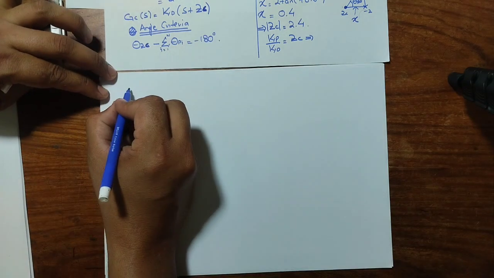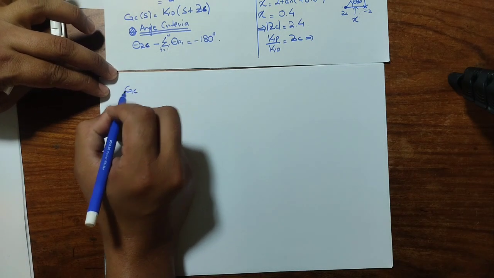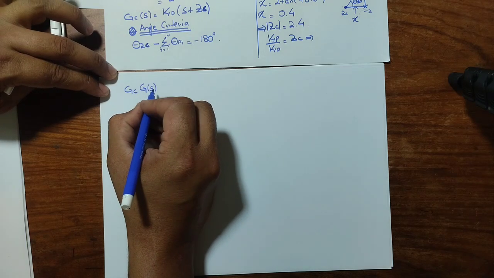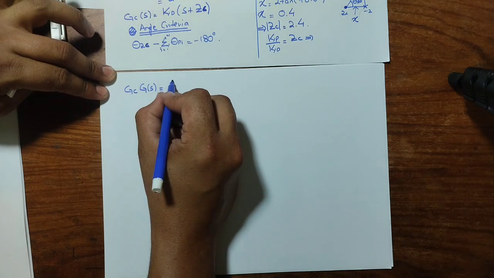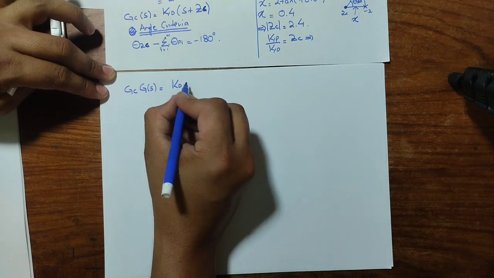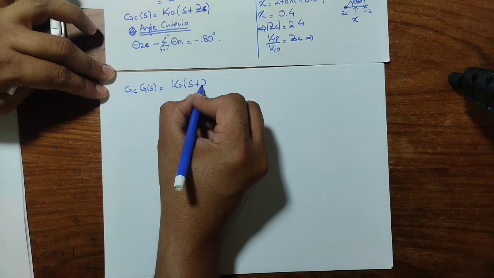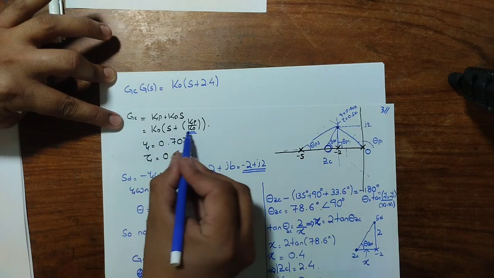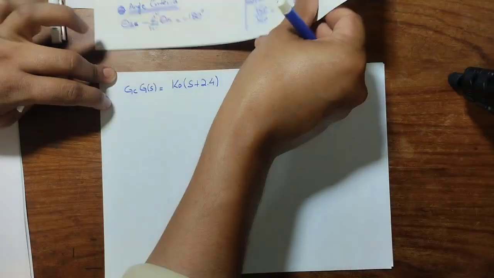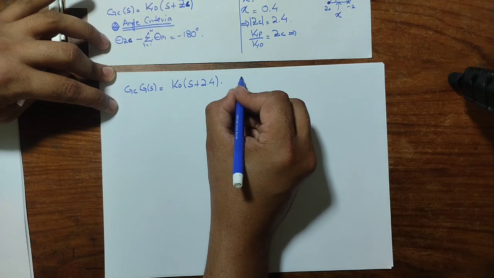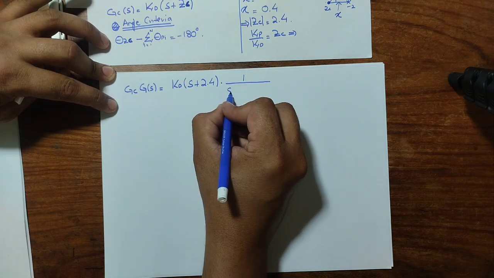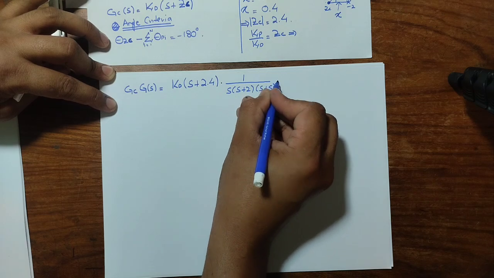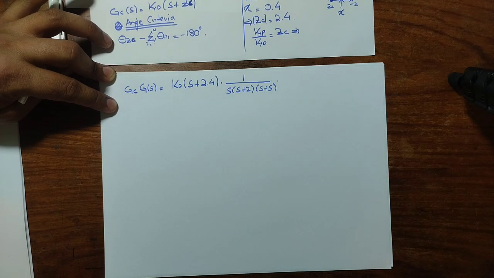So now our new compensated system, which is Gc into G, where G is the plant transfer function we wrote earlier, is equal to Kd into (s plus 2.4). From where we are writing it, we can see that this is Kd into (s plus Kp by Kd), where Kp by Kd is the location of the zero, 2.4, multiplied by 1 by s into (s plus 2) into (s plus 5). So now this is our overall compensated transfer function for the system.